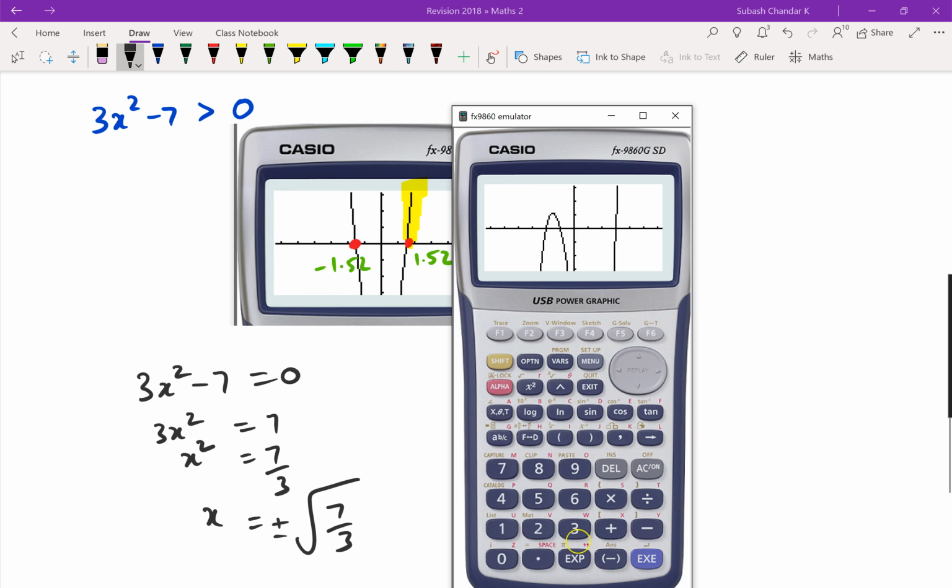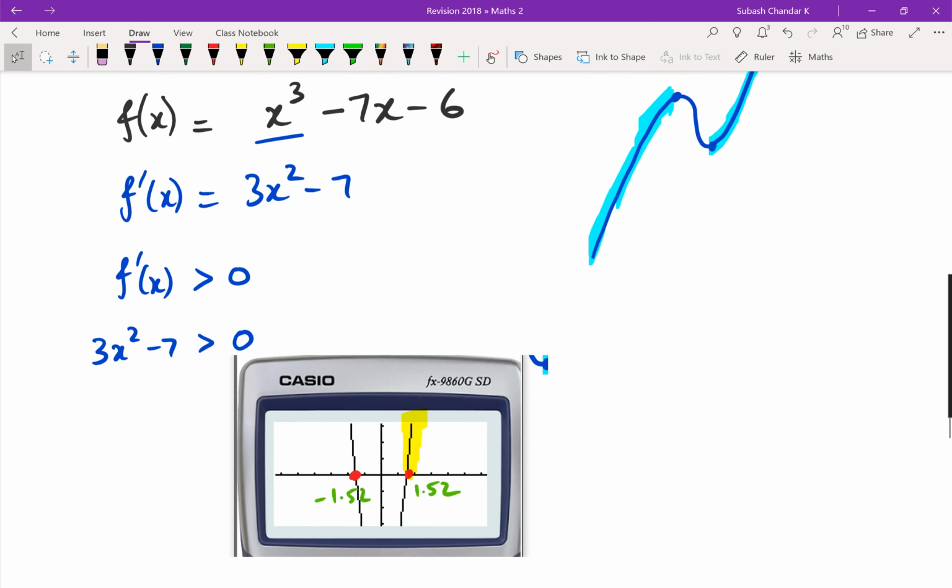Draw it, and there's a little button, go back to GSolve. There's a button called maximum and minimum. Now maximum and minimum is the turning points where its gradient is equal to 0. So if I click on maximum, notice how that value negative 1.52 comes up. And if I click on GSolve again and click on minimum, that's going to give me the other point, which is positive 1.52. So that's another quick way just to do your sketch.